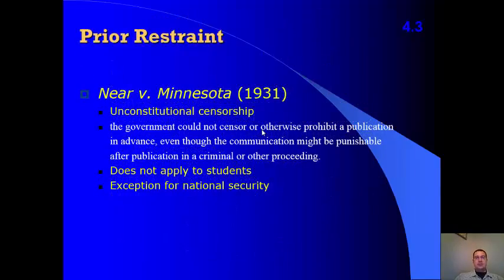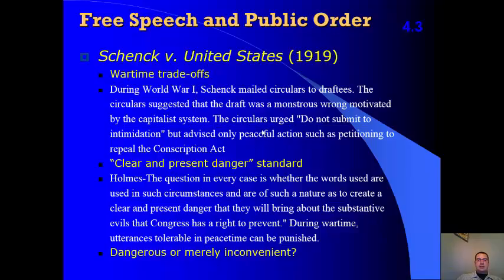Near versus Minnesota is one of the key cases in Supreme Court history on censorship. The government couldn't censor or prohibit a publication in advance, and so it doesn't apply to students. But you can prohibit something from being published that contains kind of a national security secret. And so the government generally cannot prevent or censor things from being published. And so here's a couple cases.